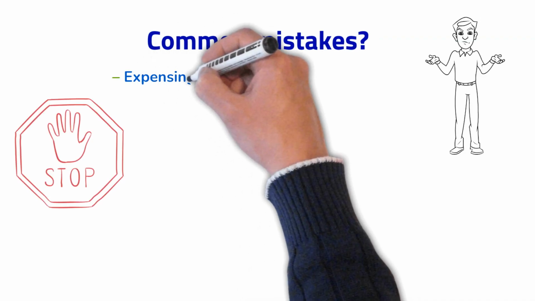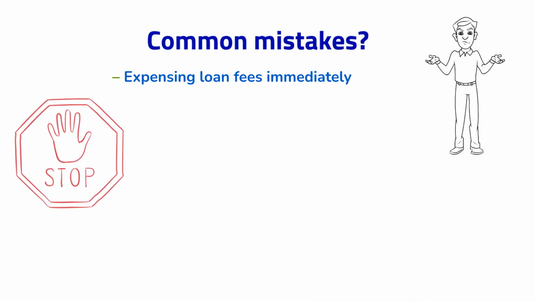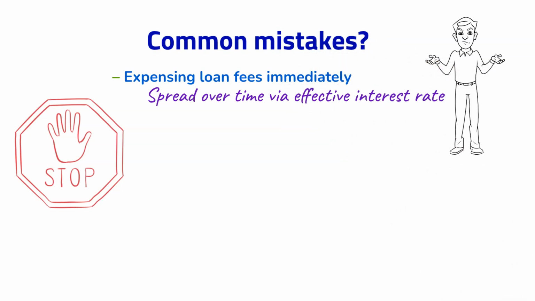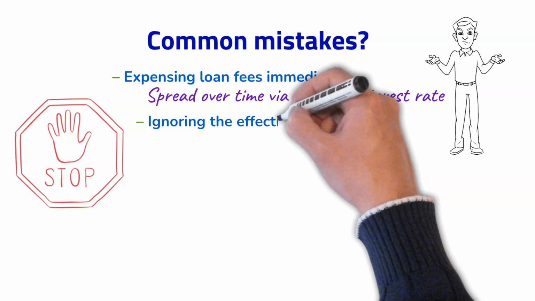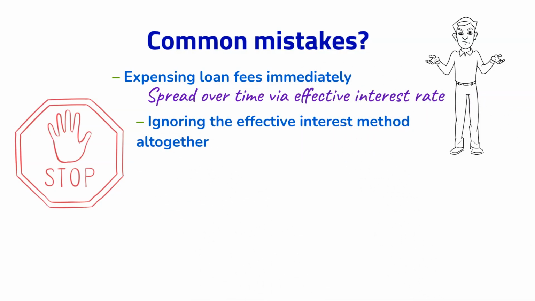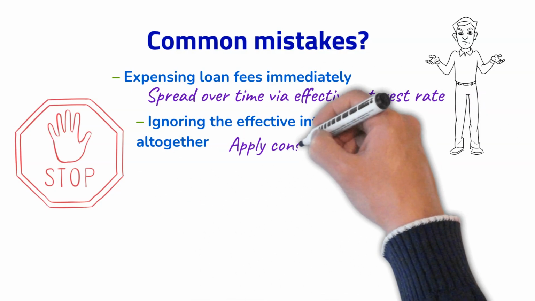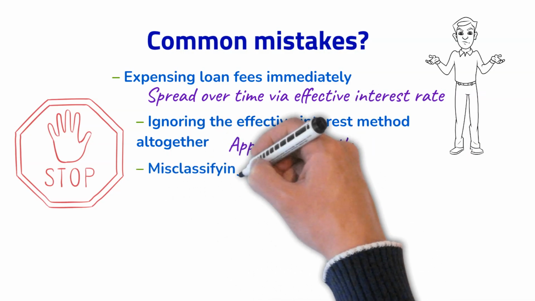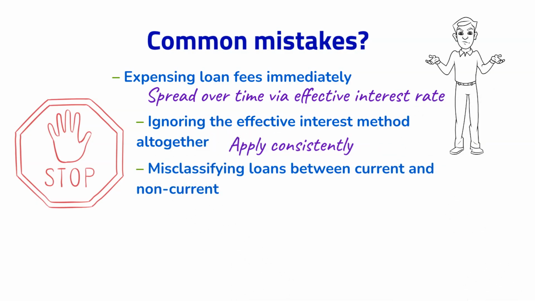There are a few common mistakes in loan accounting. One is expensing loan fees immediately, instead of spreading them over time using the effective interest method. Fix that by amortizing via the effective rate over time. Another one is ignoring the effective interest method altogether and just using the cash interest. Apply the effective interest method consistently. Companies also sometimes misclassify loans between current and non-current, especially when covenants are breached. Review covenants regularly to make sure classification is correct.